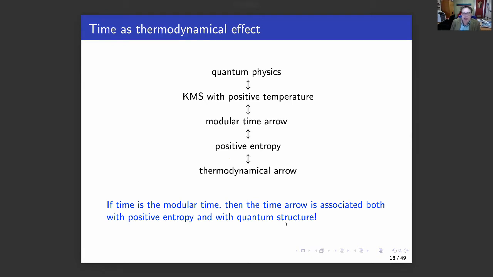So the scheme is the following. Quantum physics gives this KMS condition, which is the thermal equilibrium condition with positive temperature, but it's equivalent to say that the flow is a modular time. So we have a time, the modular time, and this gives a positive entropy, and this is related to the thermodynamical arrow of time. So in this scheme, there are two arrows of time, and they are put together. There is the thermodynamical arrow of time, and there is the quantum, the Gibbs arrow of time, and they are put together by the modular time. So in a sense, modular time unifies the two arrows of time, the classical one and the quantum arrow of time.